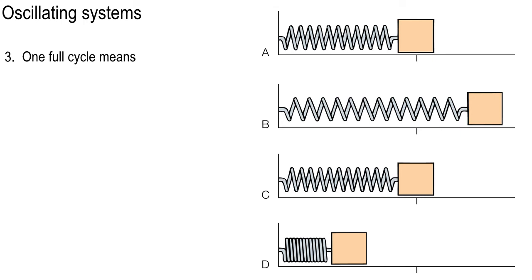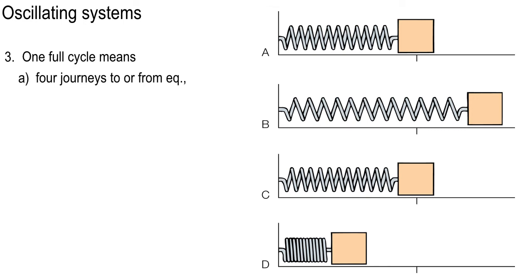And D shows max compression. The distance from max compression to equilibrium is the same as the distance from equilibrium to max extension. Let me repeat that. The distance from maximum compression here, back to the equilibrium position, is equal to the distance from max extension here in image B back to equilibrium. So let's do some arrows.